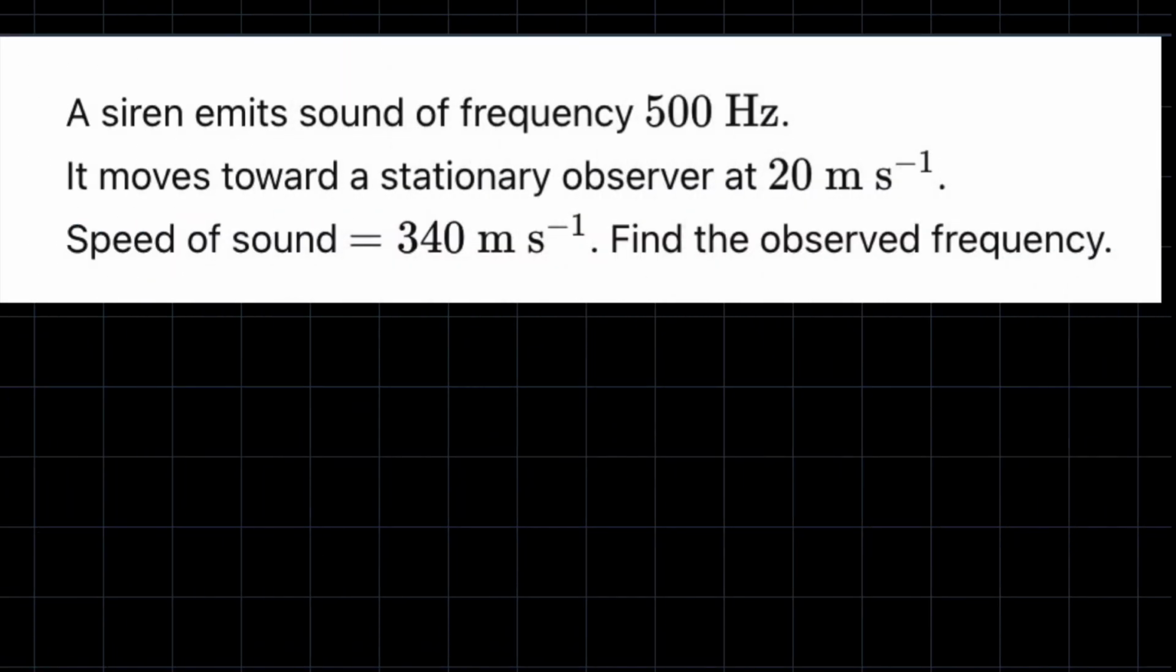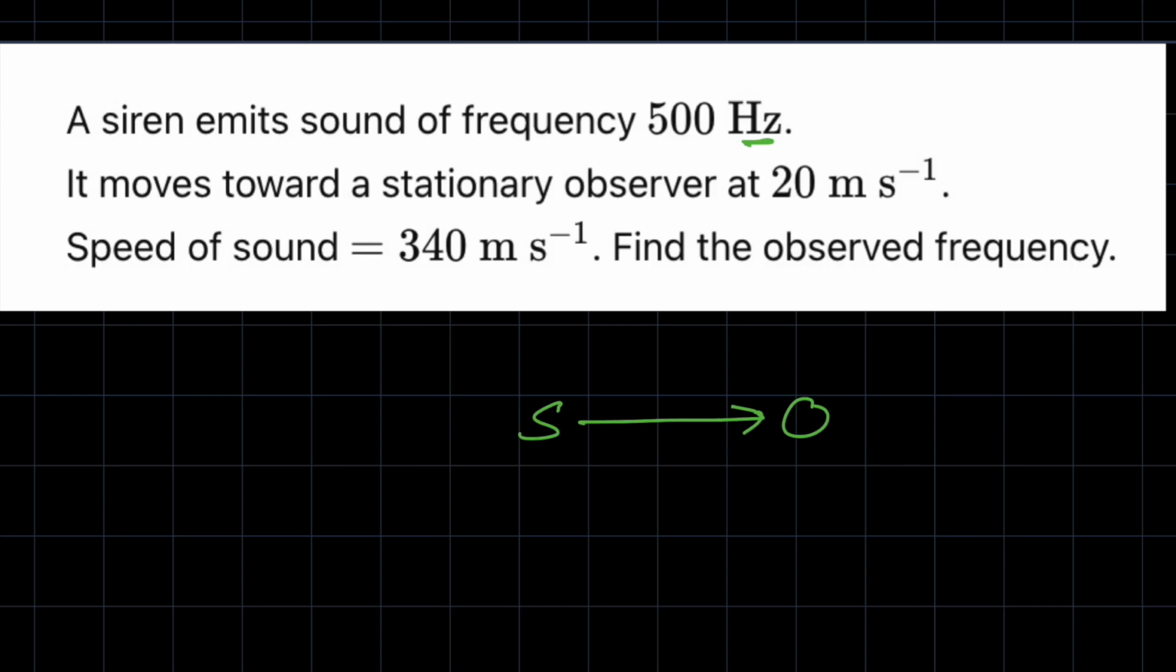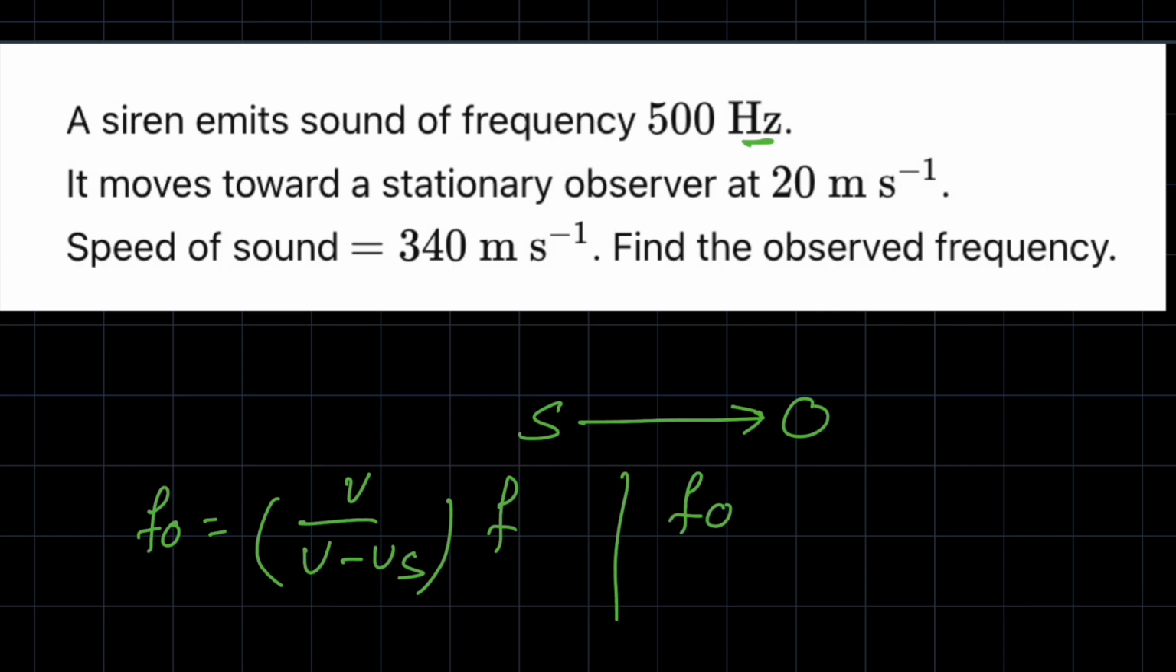Let us solve one problem. In this problem, a siren emits sound of frequency 500 Hz. It moves towards the observer. This is the siren, this is the source, moving towards the observer, and the speed of sound is given. Find the observed frequency. That means f naught equals v divided by v minus vs, times f.